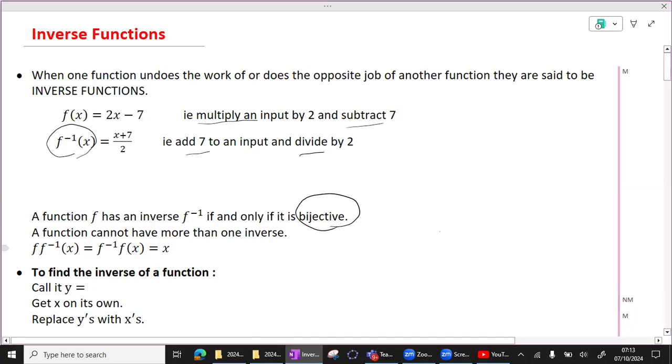The third point is if you do a composite function, if you put the inverse into the original function, and you put the function into the inverse, you should be left with just x. I know that doesn't make too much sense at the moment, but when we do an example, you will see what I mean. So let's start by just learning how to find the inverse of a function.